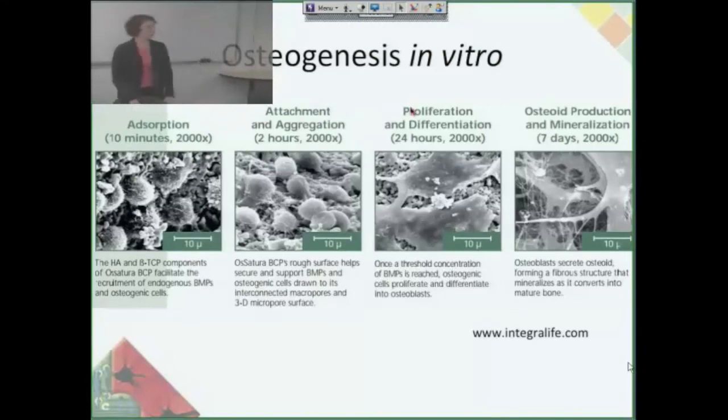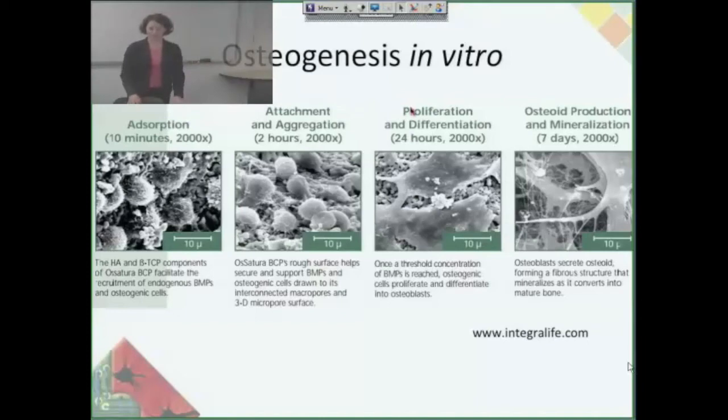So I took this from Integra's website. They showed osteogenesis in vitro on their material. I don't remember which one this was, but they showed pretty cool pictures, where osteogenic cells, they say, grew on it and differentiated into osteoblasts over time. So I think they're cool pictures, and this is a great study that a lot of people do.